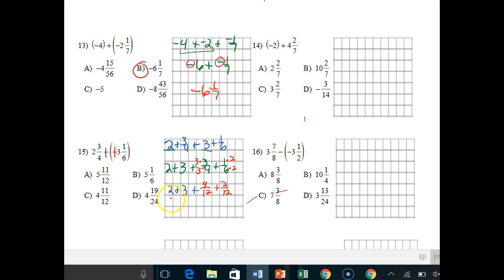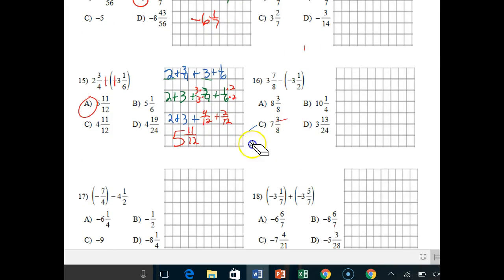This part right here gives me a whole number of 5. 9 plus 2 is 11. Keep the denominator: 5 and 11/12. A. Number 17.